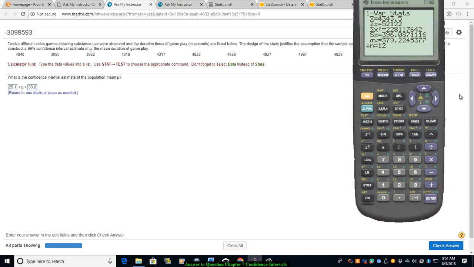Now if I put those numbers in, I'm going to go to Stat, Test, go to my t-interval again, and put in 4,343.5, 396.087. I'm going to delete this part, put 12, and then it's going to be 99%. And I hit the Calculate button. Let's see what we get. We're going to get this number right here.